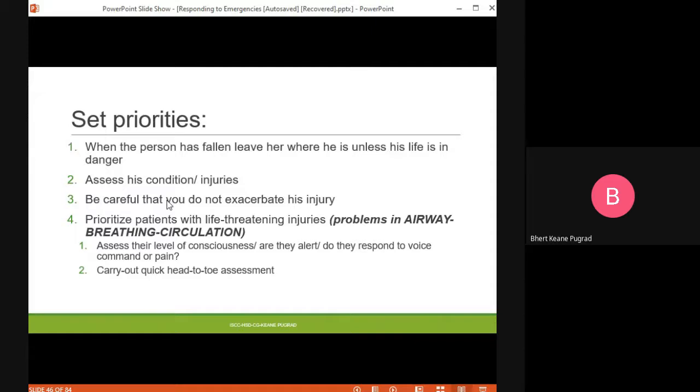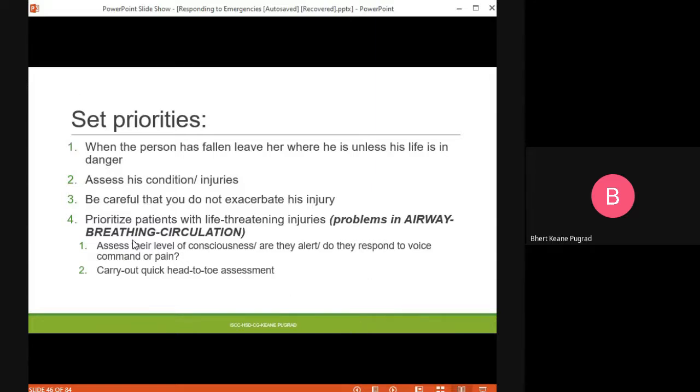Tapos binagkat mo or you leave the patient. The problem there is you might cause further injury or further damage to the patient. That's why we need to assess his or her condition or yung injuries niya. Okay? And be careful not to exacerbate the injury.